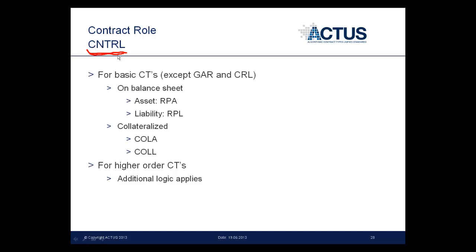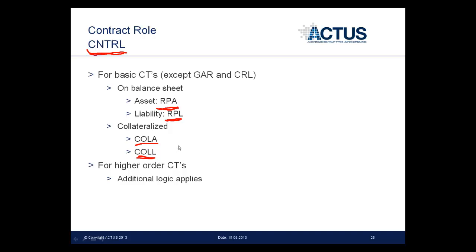CNTRL has the following states. If it is a simple balance sheet position, it is either RPA for an asset or RPL for a liability. If it is a collateralized position, then COLA stands for collateralized asset and COLL for collateralized liability. This rule is sufficient for basic contract types, except guarantees and credit lines.